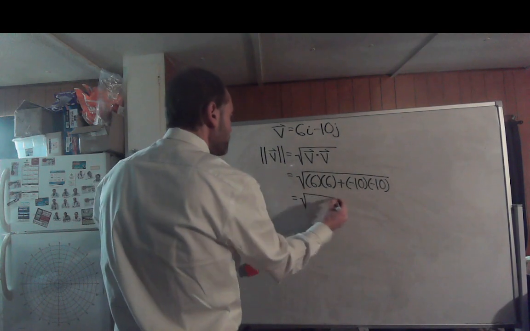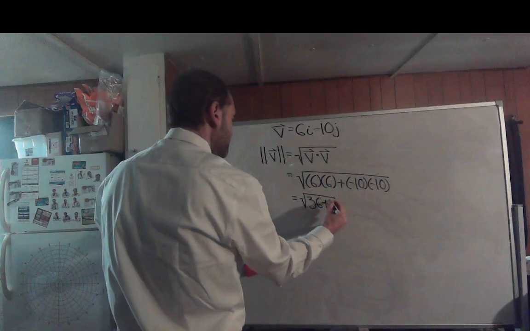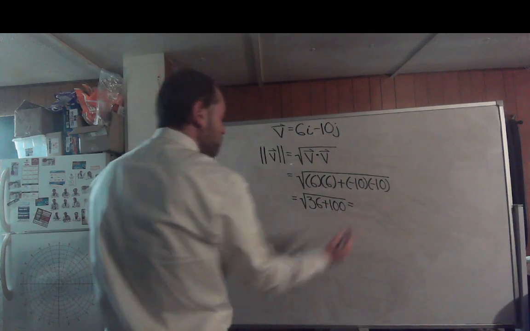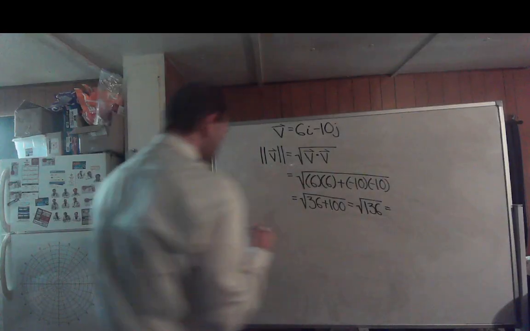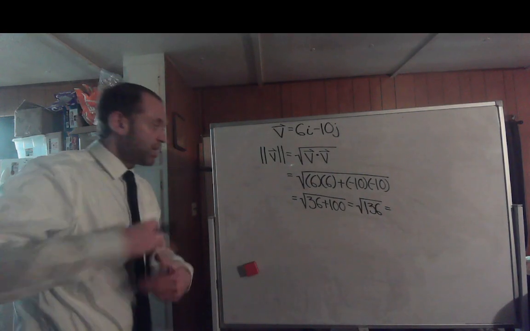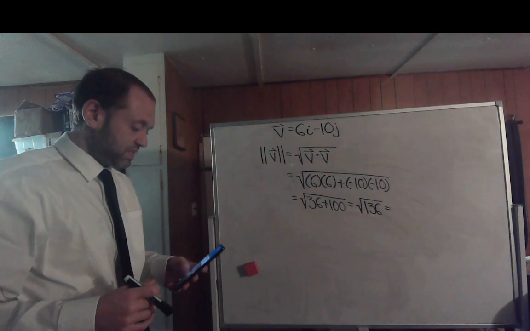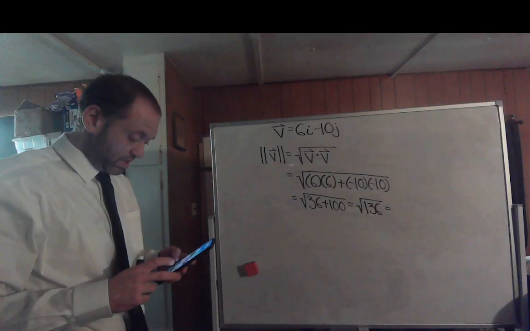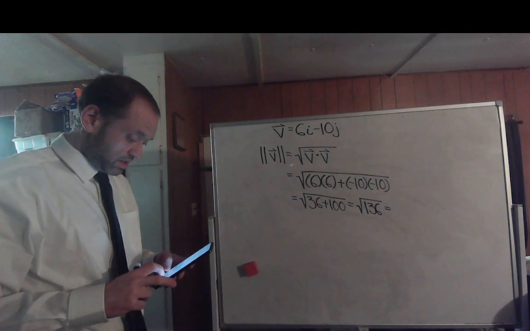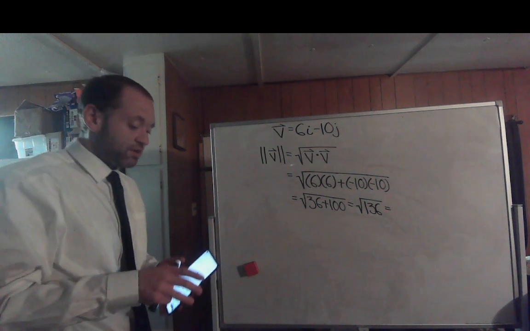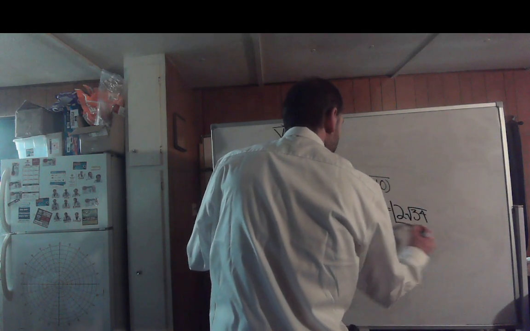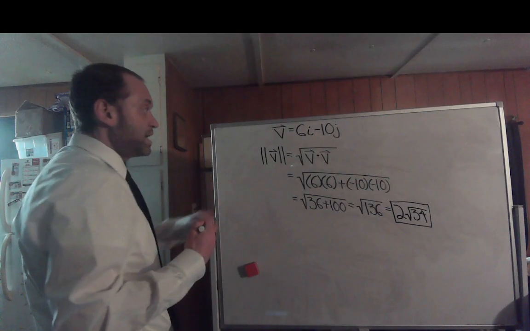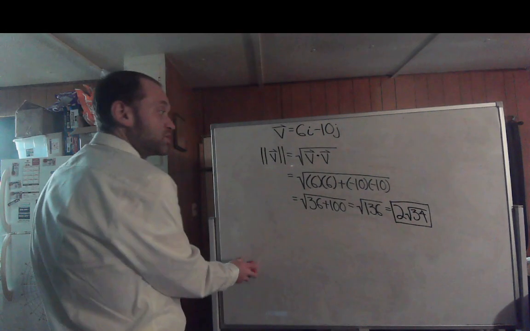So that's the square root of 36 plus 100, which would equal the square root of 136, which should break down rather nicely. Let's see if we can do that. Yep, it'll break down to the square root of 4 times the square root of 34, which would simply be 2 times the square root of 34 for the magnitude. So the magnitude of vector v is 2 times the square root of 34.